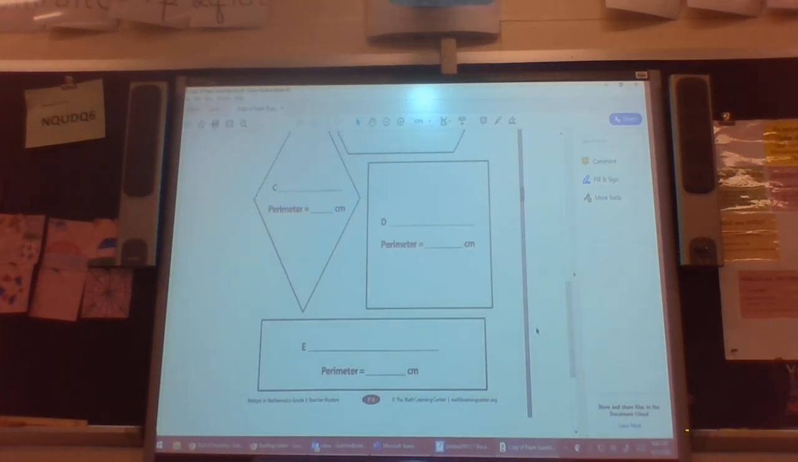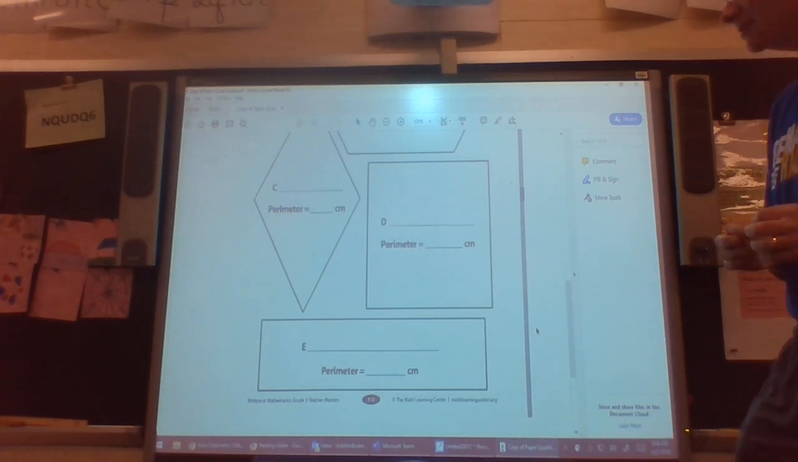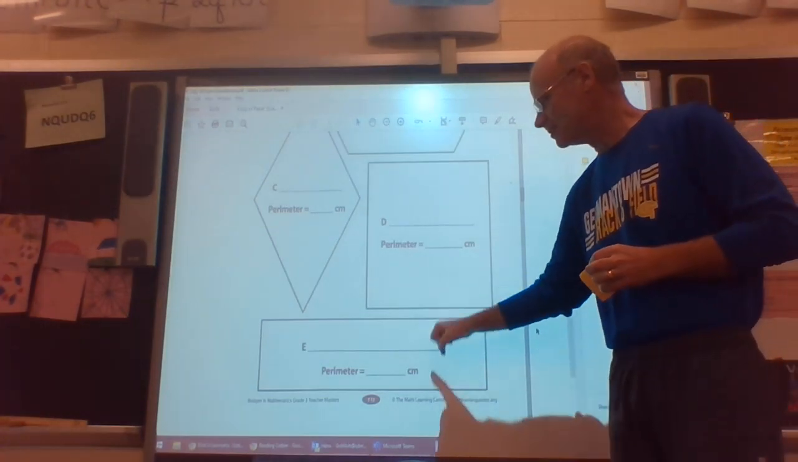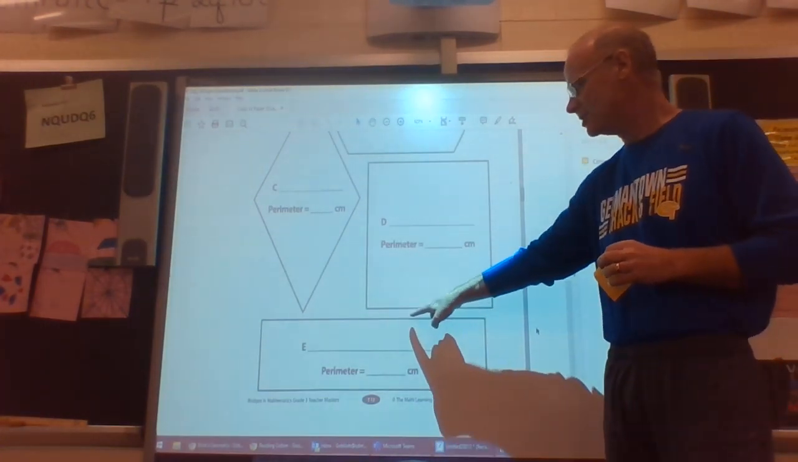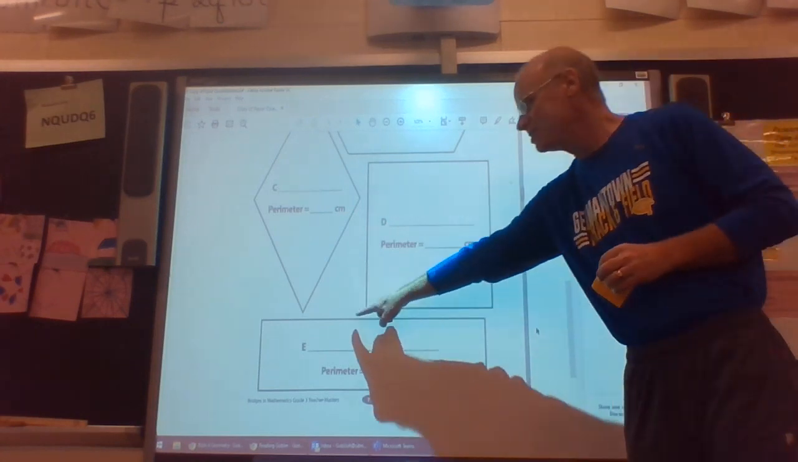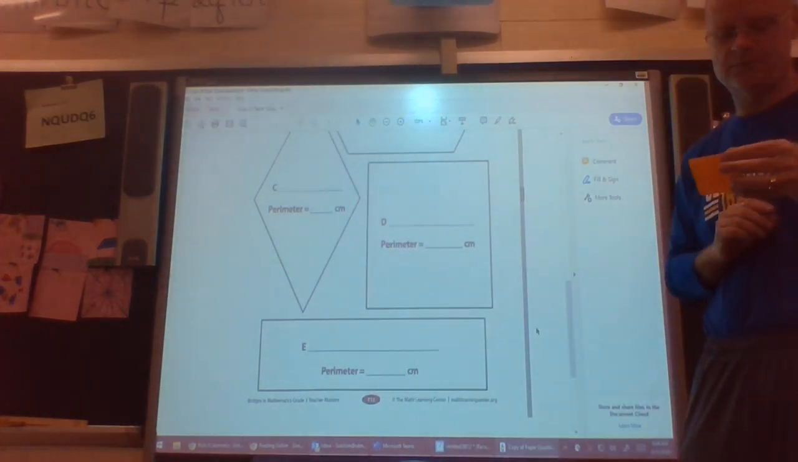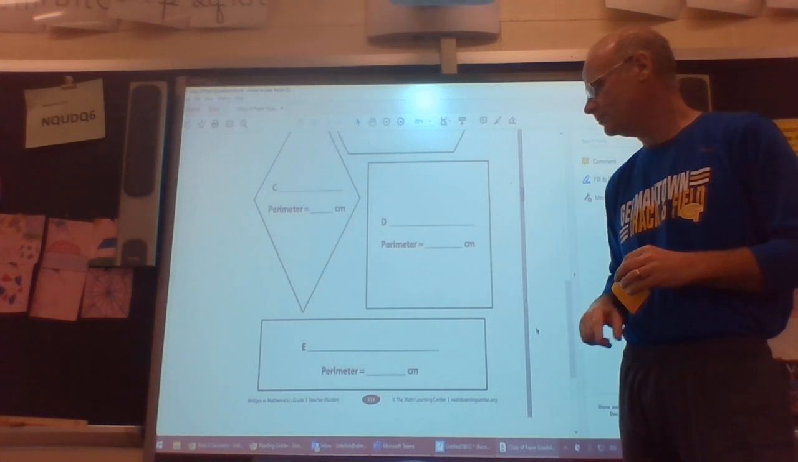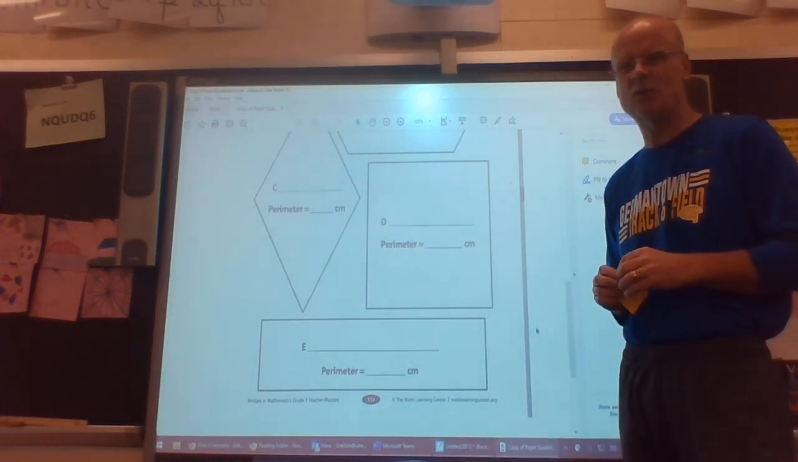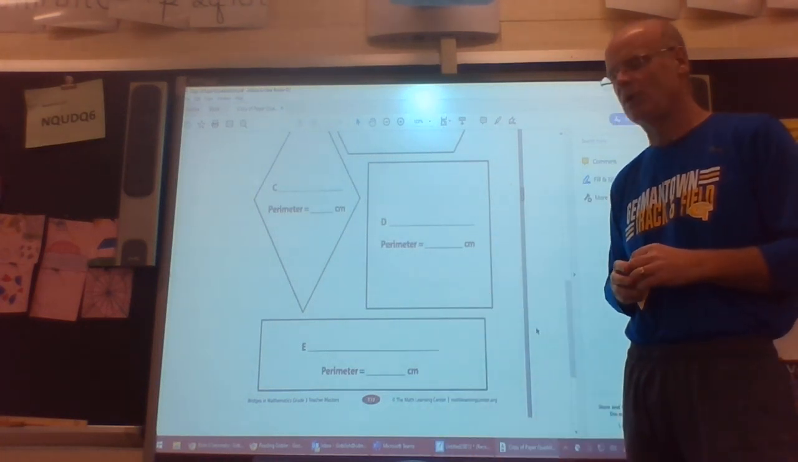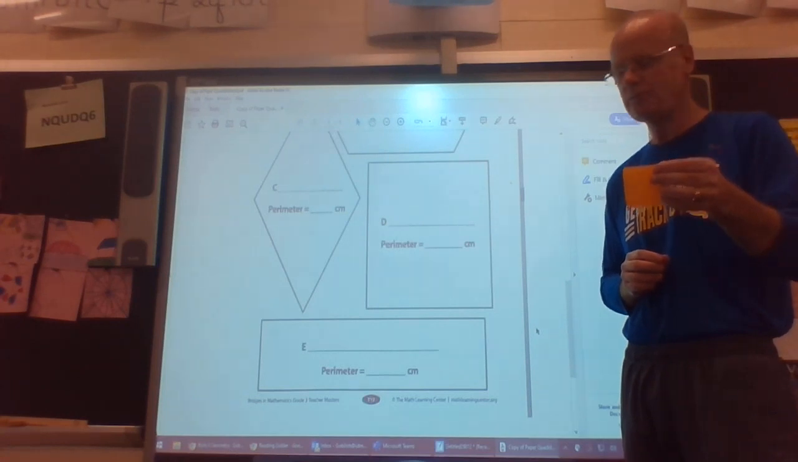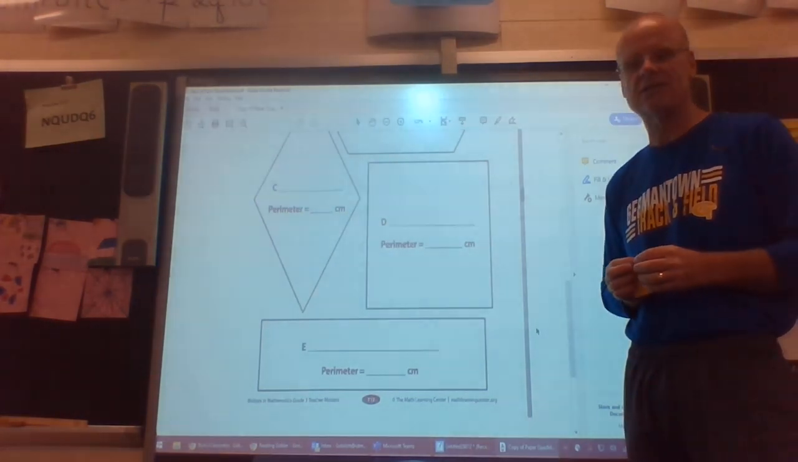We have one more rectangle to do. On my rectangle, my opposite sides are congruent, so I only had to measure this side and this side. When I measured this side, it was 16. This side was 4. So if I add 16 to 4, I got 20. And 20 and 20 are 40. So the perimeter of my rectangle is 40.